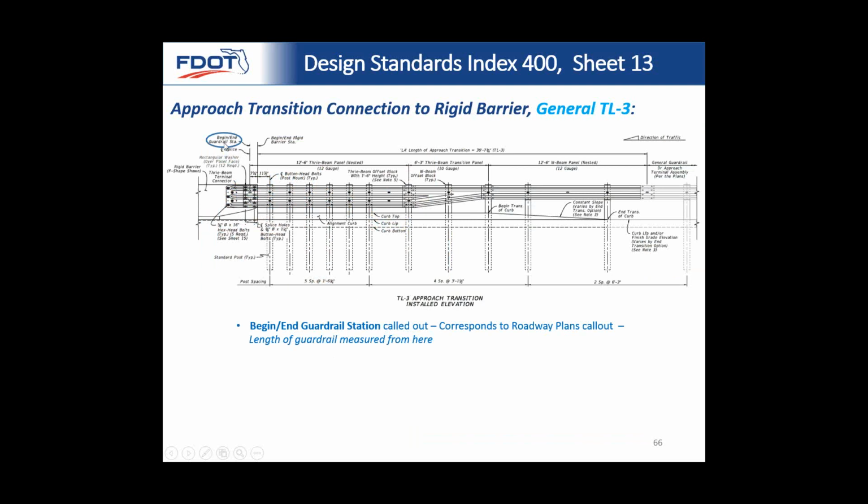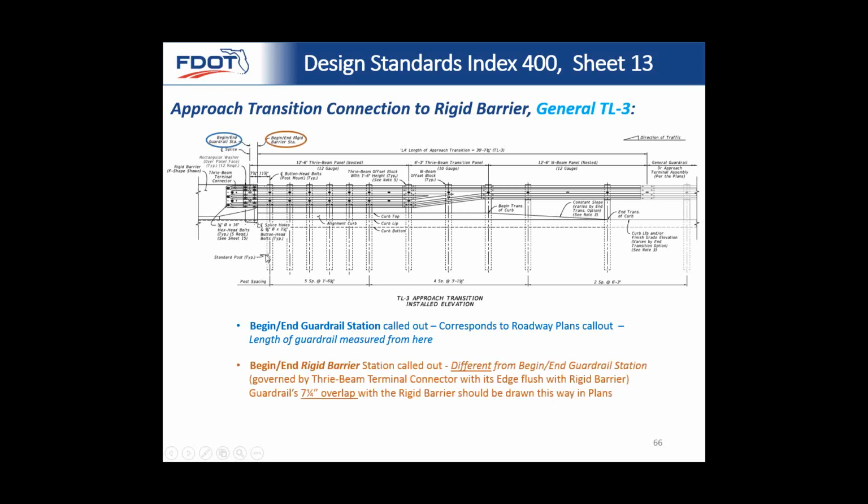One thing I want to call out: this is where you begin your guardrail measurement. So rather than a post 1, if you're at a rigid barrier, you connect at the center line of this splice, and designers need to know that. The edge of the rigid barrier is slightly different, by 7¼ inches, from where the begin guardrail starts. So that's a little nuance that designers have always paid attention to with these types of things.